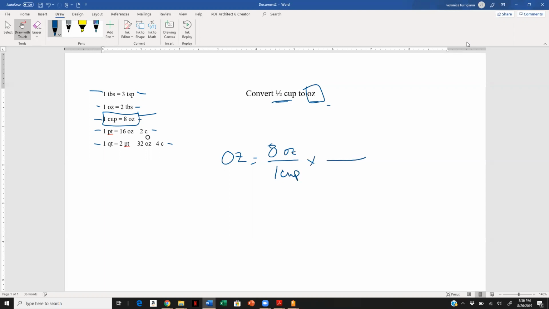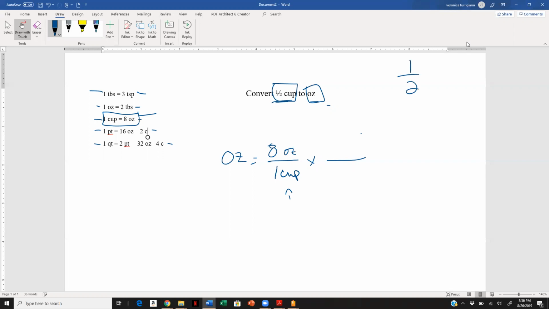Our next fraction needs to have cup in the numerator, in the top part of the fraction, because it's in the denominator, or the bottom part of the fraction, on this side. So we know we are asked to convert 1/2 of a cup to ounces. Now I don't necessarily want to use a fraction within a fraction, so let's go ahead and convert that fraction to a decimal. You have 1/2.